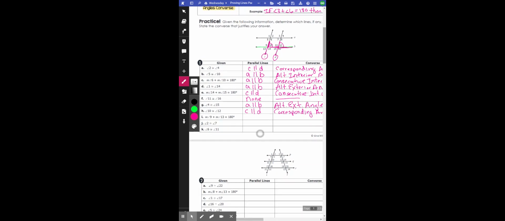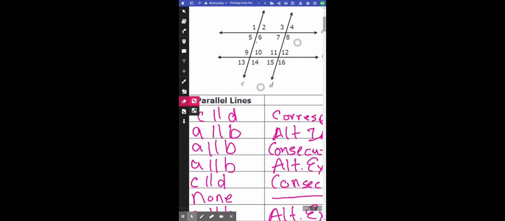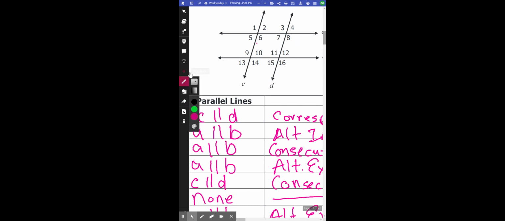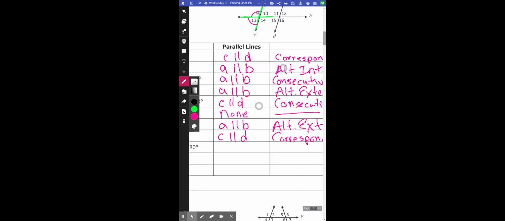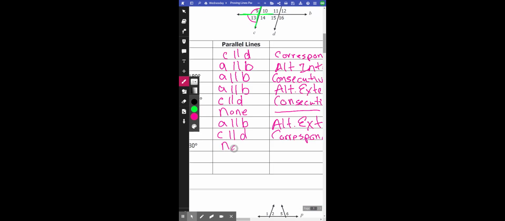Measure of angle 9 plus measure of angle 13 equals 180 degrees. So let's look at those two. Angle 9, angle 13. Again, they share two lines in common. That's a no-no. None. There is no converse.